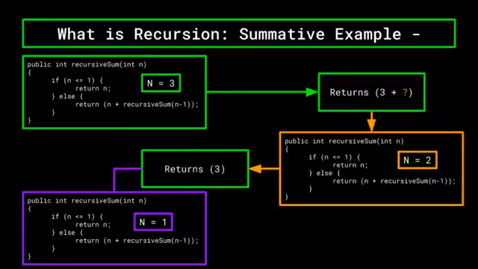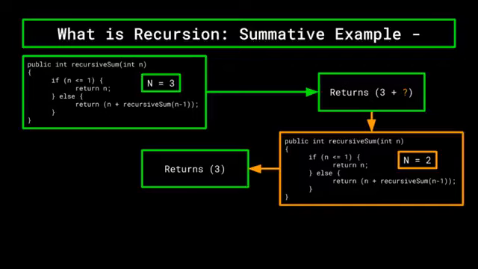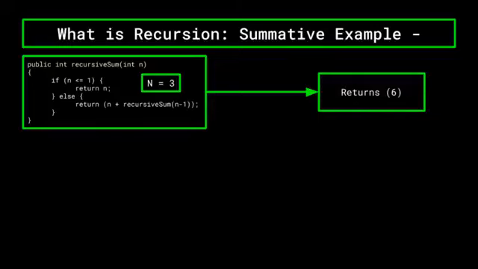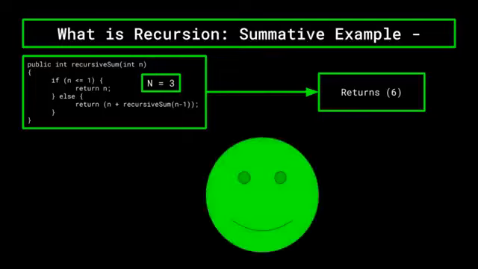Now this 3 is what gets added to the first function call, which is 3, and so it becomes 3 plus 3, which is 6. And finally, after all that time, we get 6 returned from the function, which, if you've been following along at home, 3 plus 2 plus 1 is, indeed, 6.